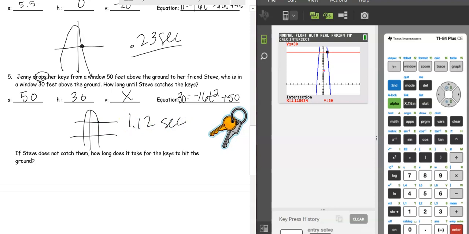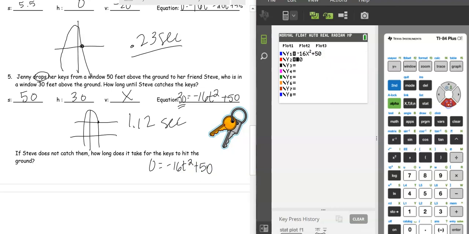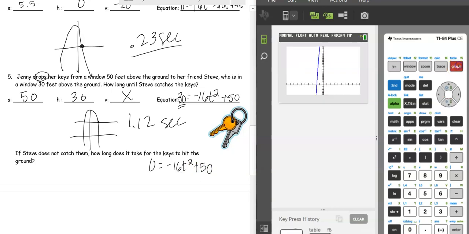Now, what happens if Steve does not get the keys? He's like, I missed them. How long does it take for the keys to hit the ground? Again, the only thing we're going to change is this 30 to 0 because he missed the keys. Now they're going to the ground. So if we change y to 0 and hit graph, you're going to hit second trace 5, enter, enter, enter again, and it will take 1.77 seconds for the keys to hit the ground.